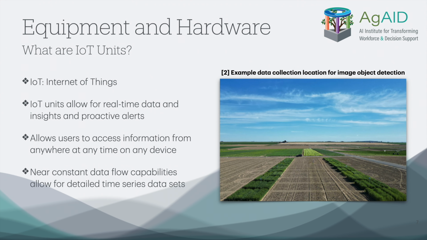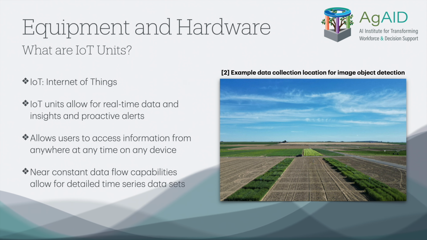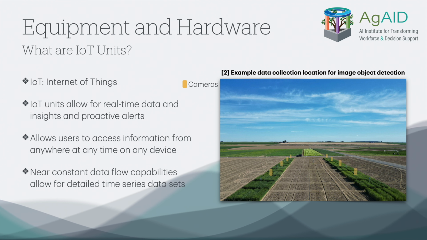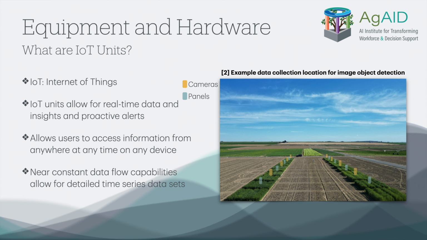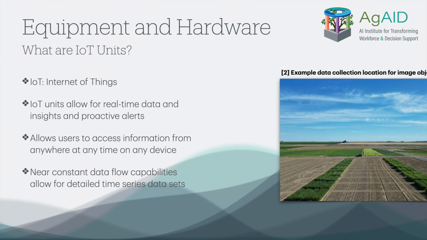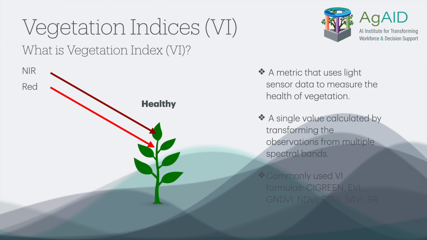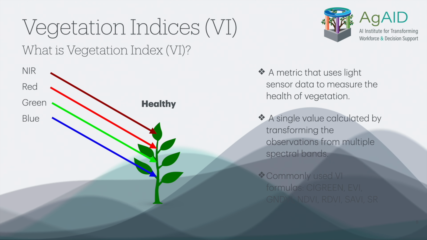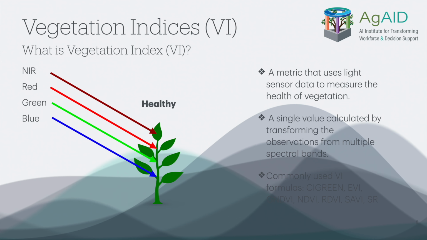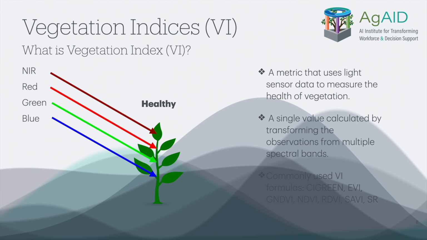Here we see an example location where IoT units are collecting data. The cameras have been highlighted in yellow, and the reference panels in blue. We will cover what the reference panels are used for shortly. The cameras used for this project measure near-infrared, or NIR, red, green, and blue bands. When sunlight shines on a healthy, stressed, or dead plant, light bands are reflected in specific ways. For example, in a healthy plant, the reflected light would look something like this.